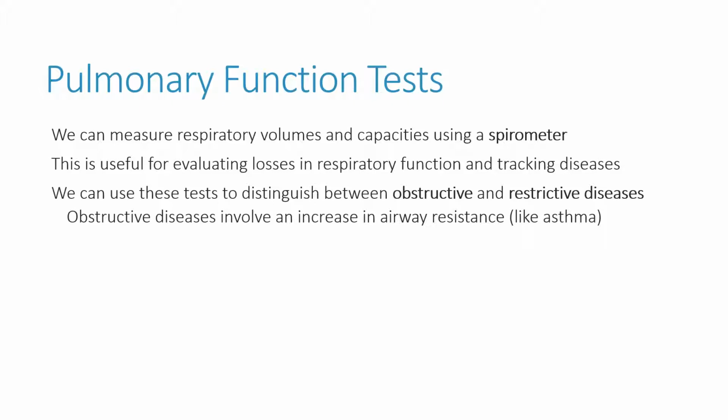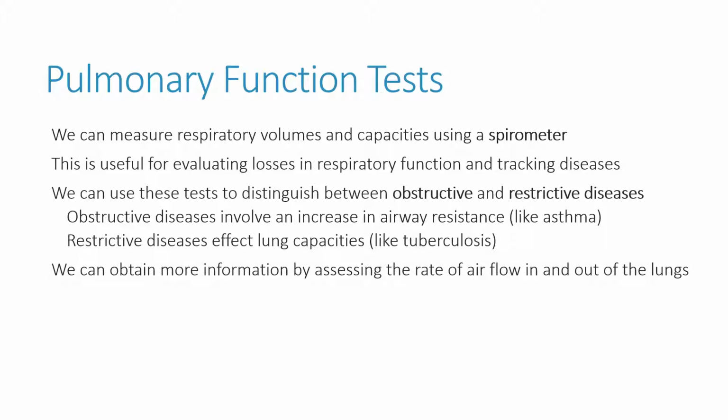Obstructive diseases involve an increase in airway resistance, like asthma. It winds up making it very hard to inhale and to exhale because there is an increase in resistance in the airway. Restrictive diseases affect lung capacities, like tuberculosis, making the lungs much less compliant, affecting their capacity to expand and reducing total lung capacity. We can obtain more information by assessing the rate of airflow into and out of the lungs.